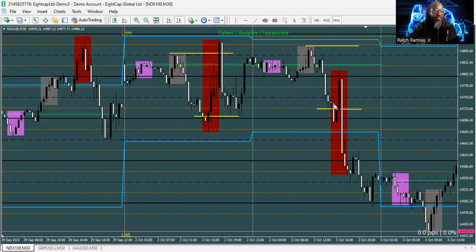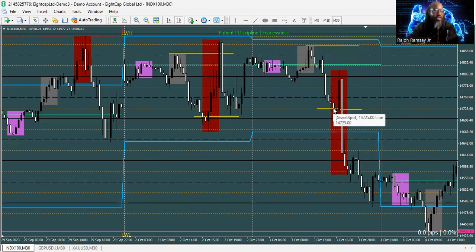At 8:30 we get this nice bearish candle, triggers our low, but we still need to wait for confirmation. And as you can see, we're also at the bottom part of our 100 pip box.